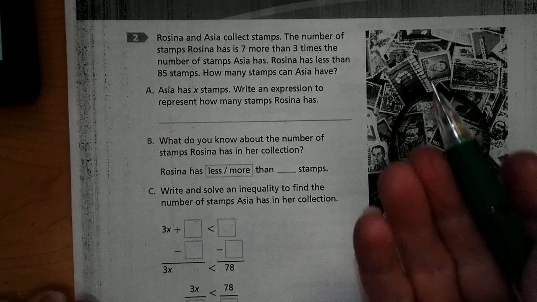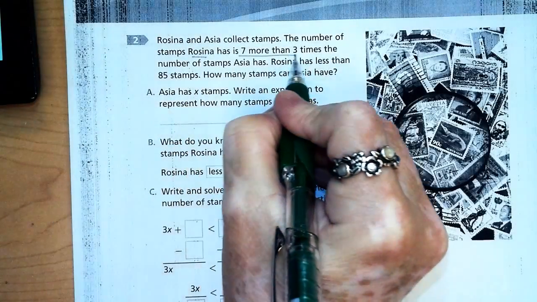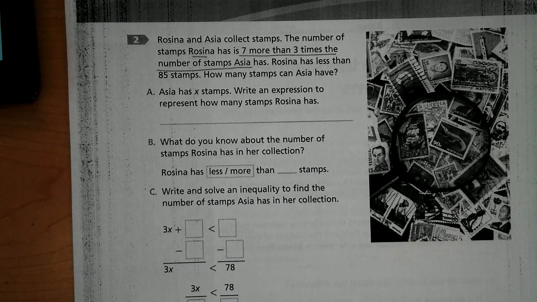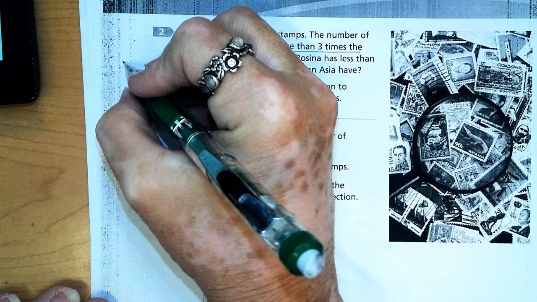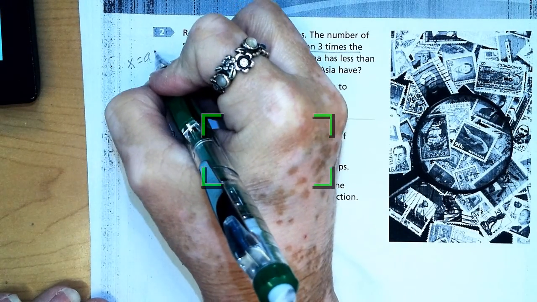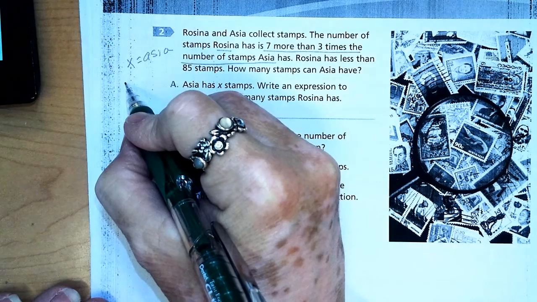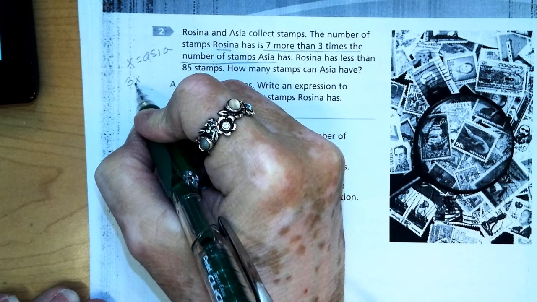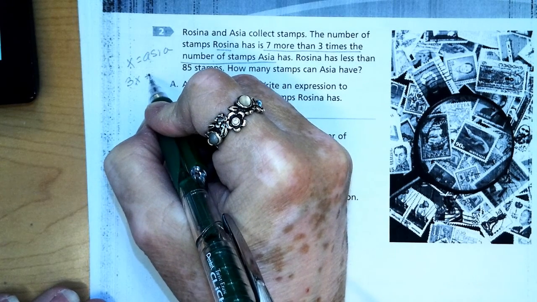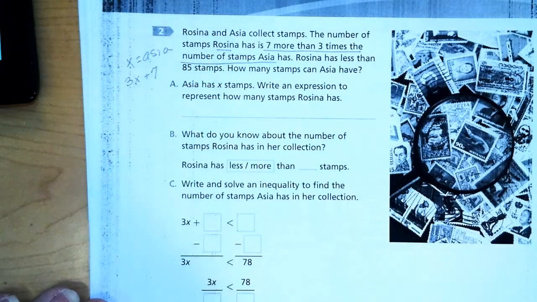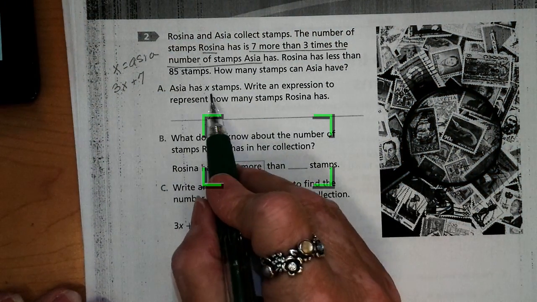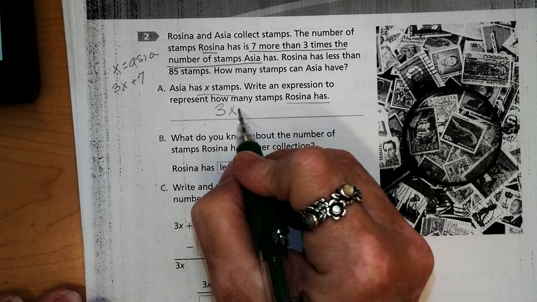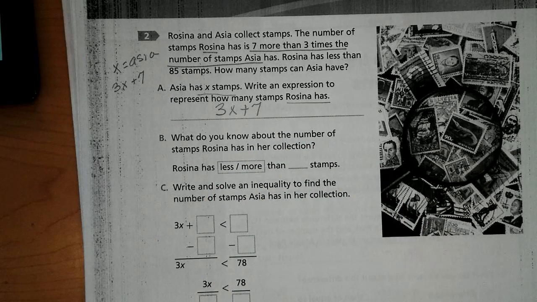All right, so we're going to underline. Rosanna has 7 more than 3 times the number of stamps that Asia has. So we don't know Asia, so we're going to let X be Asia. But we know Rosanna has 3 times Asia plus 7 more. It says Asia has X stamps, which we said. Write an expression to represent Rosanna. So Rosanna is 3X plus 7.